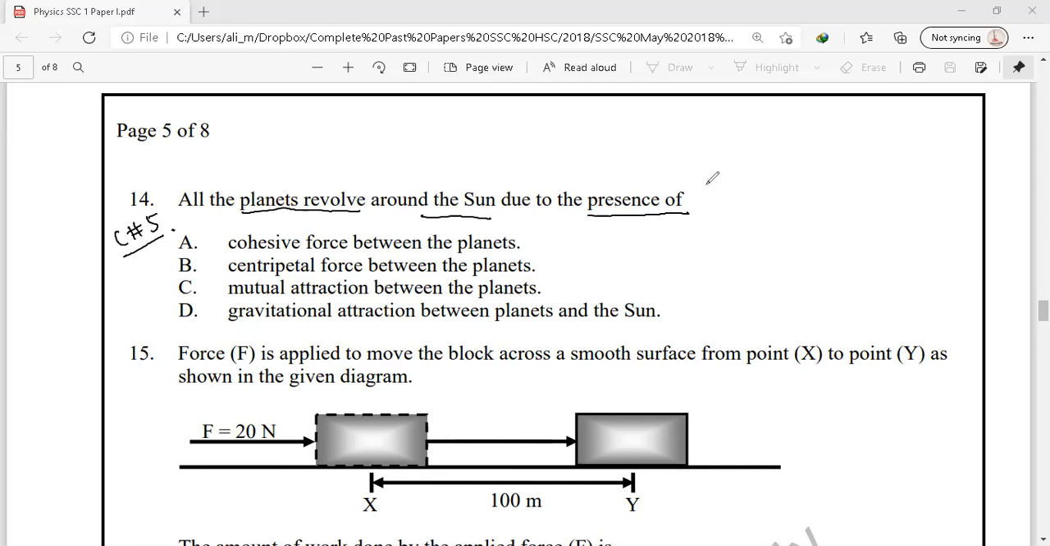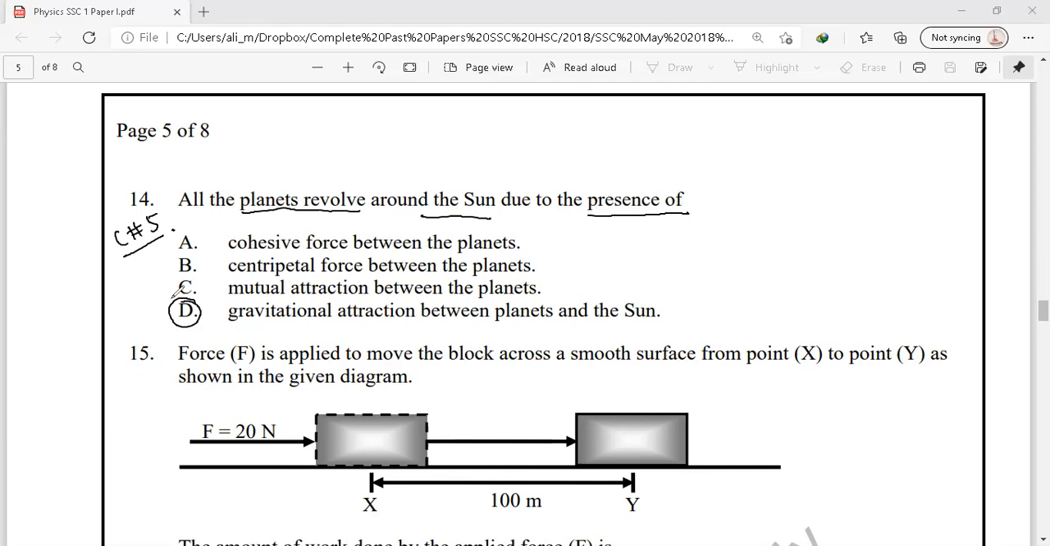As we know, to move in a circular path, a body needs a force. That force is known as centripetal force. So in the case of this planetary motion, the centripetal force between the planets and the sun is provided by the gravitational force that exists between the planets and the sun. So the correct option for this question is option D, gravitational attraction between the planets and the sun.